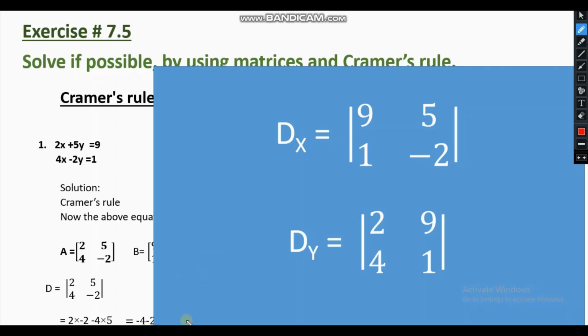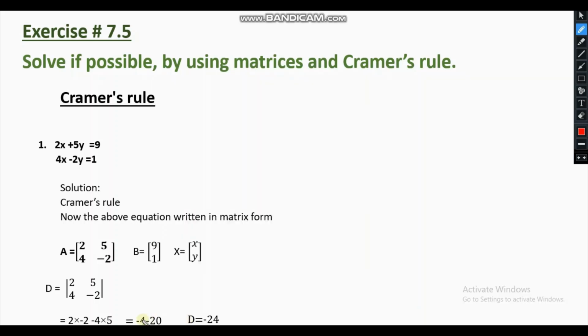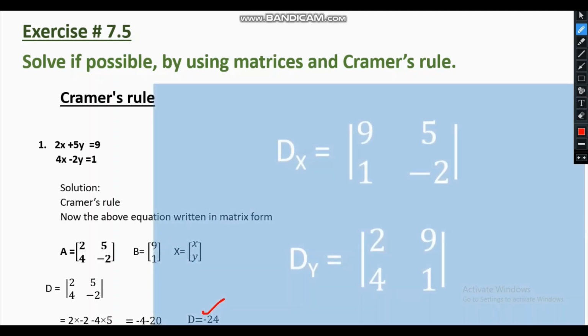Now, 2 times minus 2 is minus 4, and 4 times 5 is 20. So D is minus 4 minus 20, that is minus 24. So the determinant is minus 24. Mod or determinant, you can call it by the name determinant or mod, both are the same. Now I will give you more.